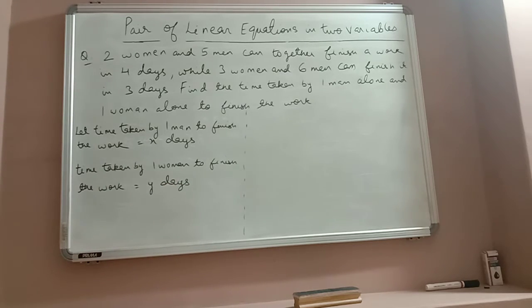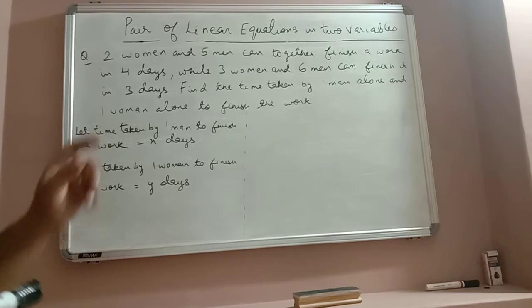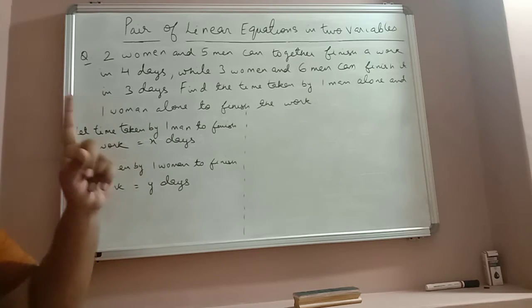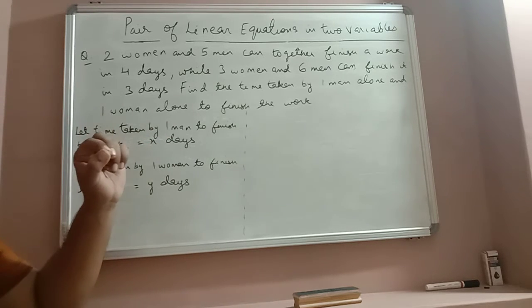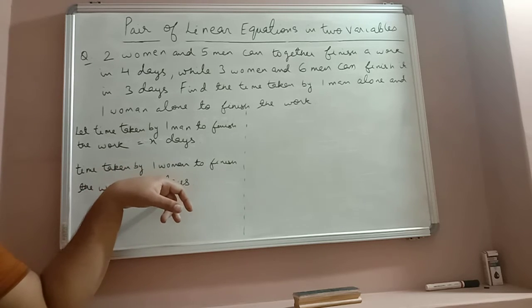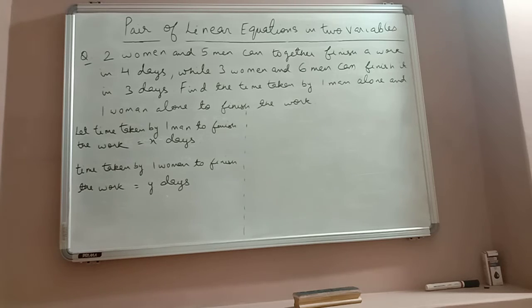Now if we take x days as the time taken by one man to finish the work, then his 1 day work will be 1 by x. And similarly, 1 day's work of one woman will be 1 by y. So we can easily form two equations.